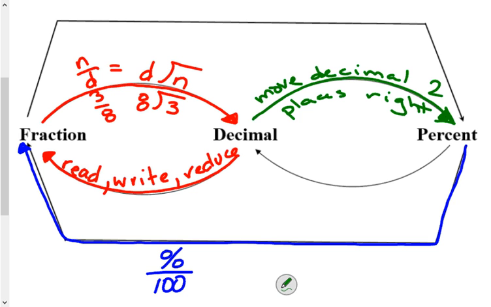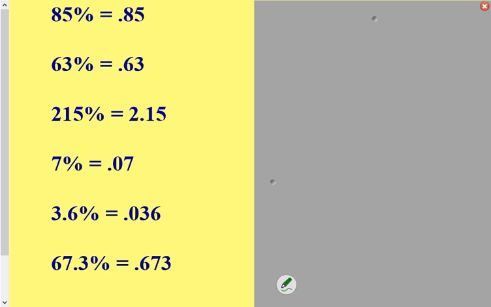So if we want to change a percent to a decimal, let's look at some examples of that. These are some percents and the decimals that they equal. Pause and see if you can figure out how to change them, and then we'll move on and see if you're correct. All right, if you did these correctly, it's all about the position of the decimal.